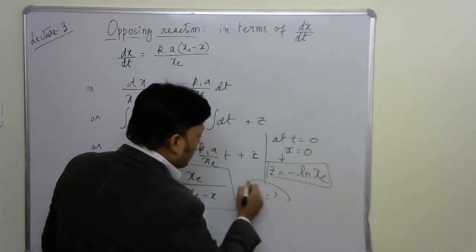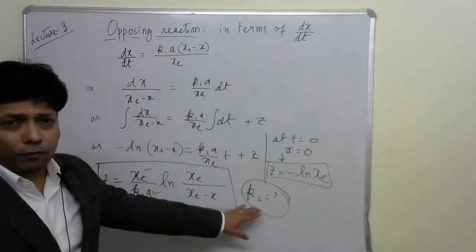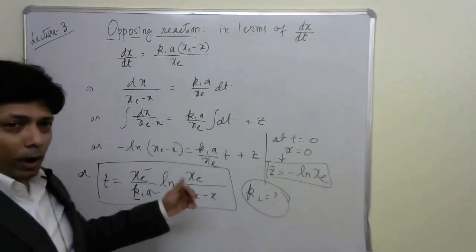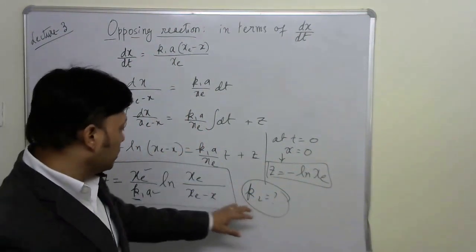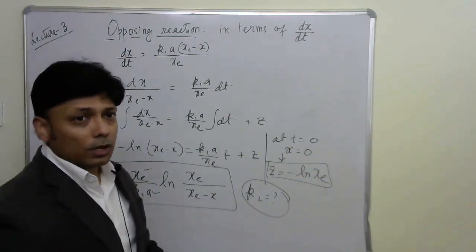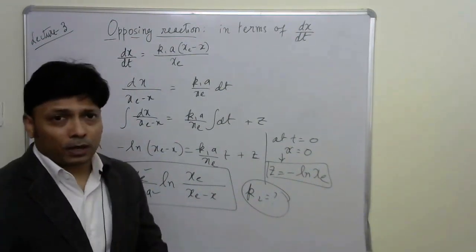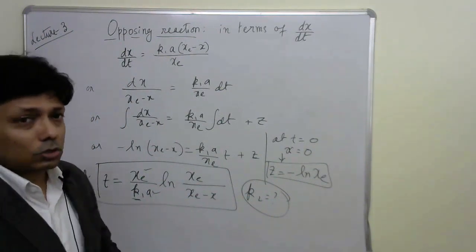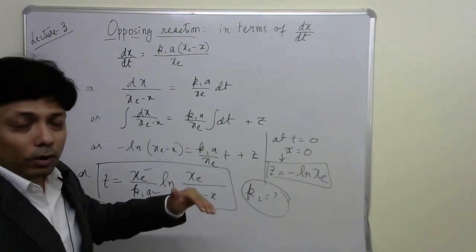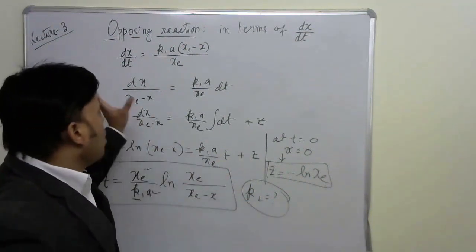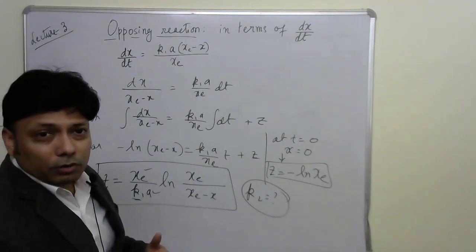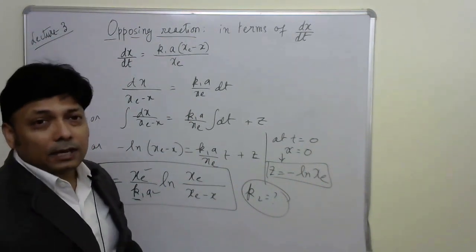Okay, so remember we have framed an equation relating k2 and k1 just a little while ago, so we can use that equation, put the value of k1 to find out the K2. So this is the opposing reaction in terms of dx/dt. So now we are going to form the integrated rate law of the opposing reaction in terms of the disappearance of the reactants, that is minus dA/dt.